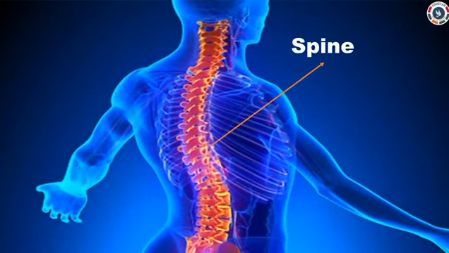The next topic is the spine. The skull is attached to the backbone, which is called the vertebral column. It is made of 33 small bones called vertebrae. It protects the spinal cord. These are ring-like in shape as shown in the picture.